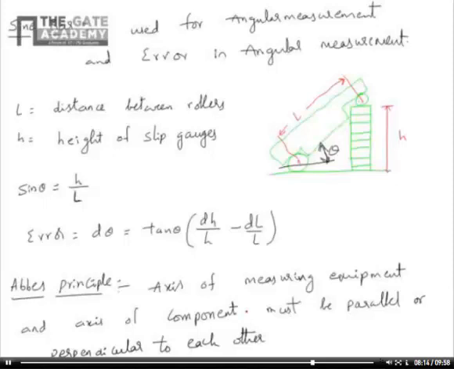This is about Abbe's principle. Suppose you are measuring the length of a straight rod, then you have to keep the scale parallel to the axis of the component. That is, both are parallel. Suppose you are using vernier calipers and measuring the diameter of a component, then the axis is perpendicular to the component.